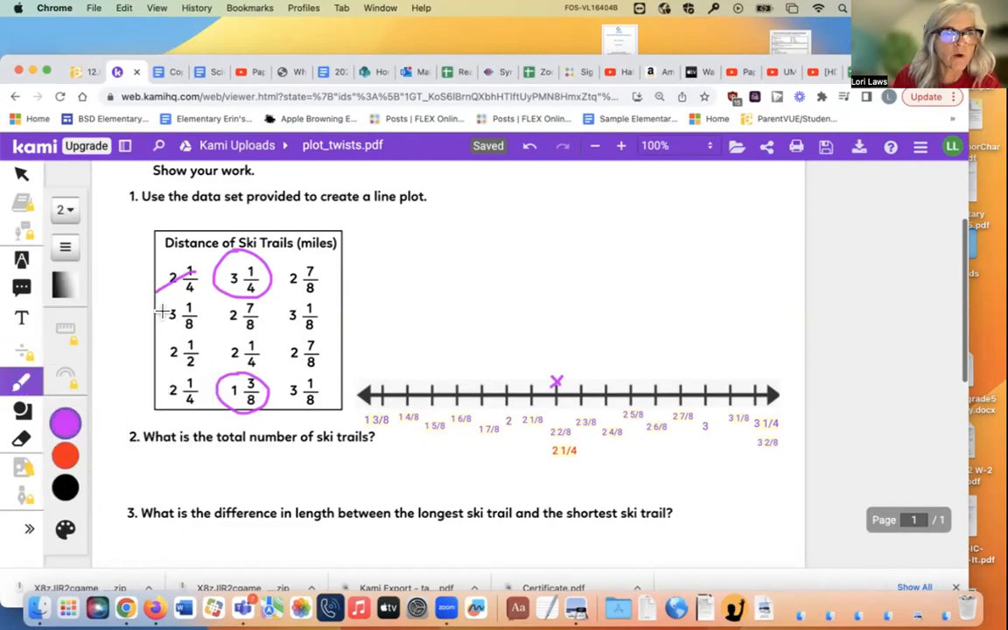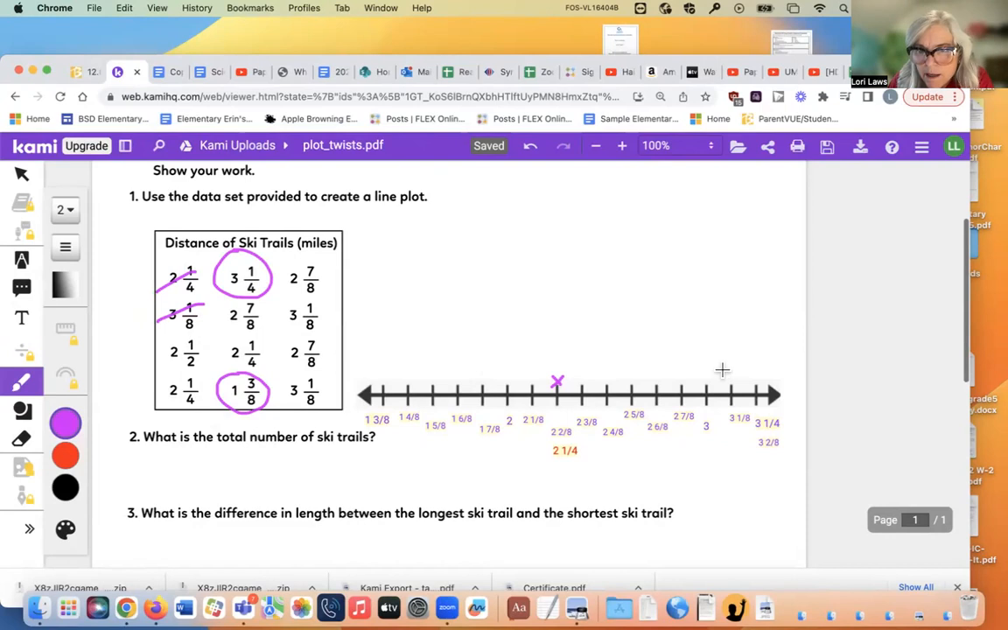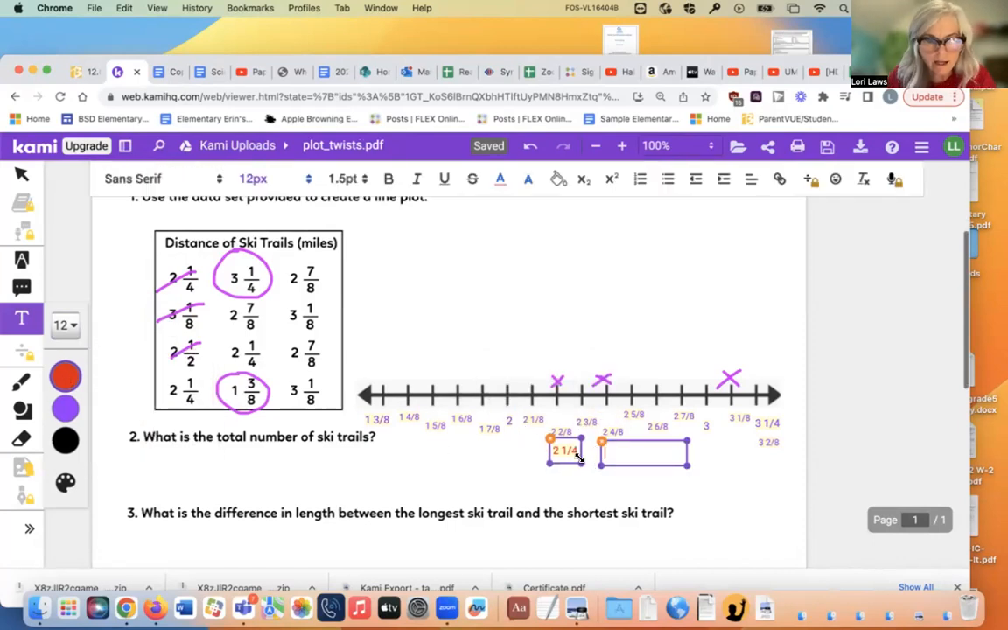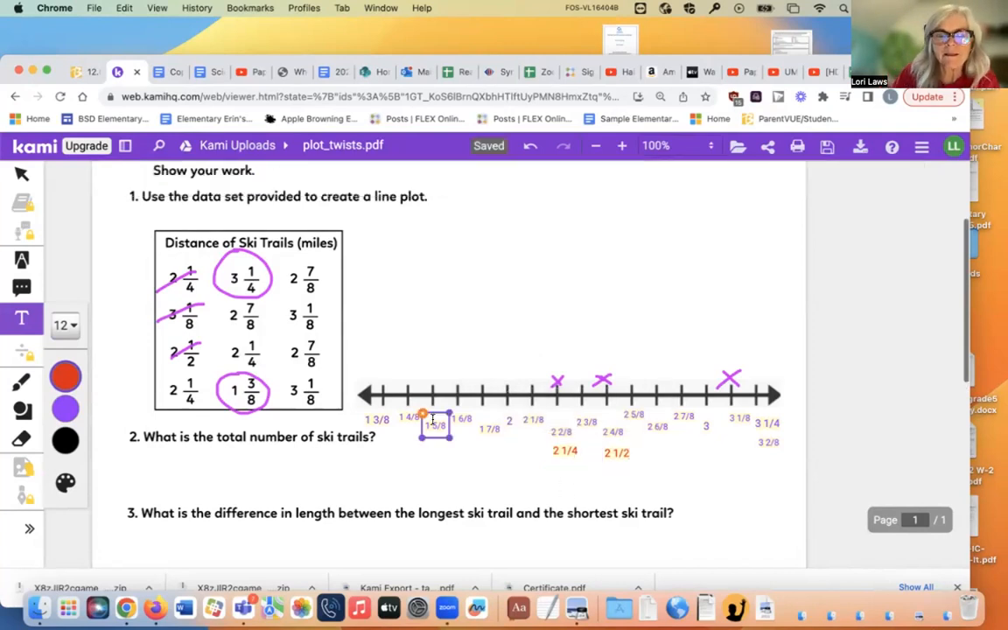3 1/8. Right here. All right, 2 1/2. Here's 2 1/2 would be 4/8. So right there, 2 1/2. It's the same. I might put the number in to help me remember that that's an equivalent fraction. 2 1/2, right?